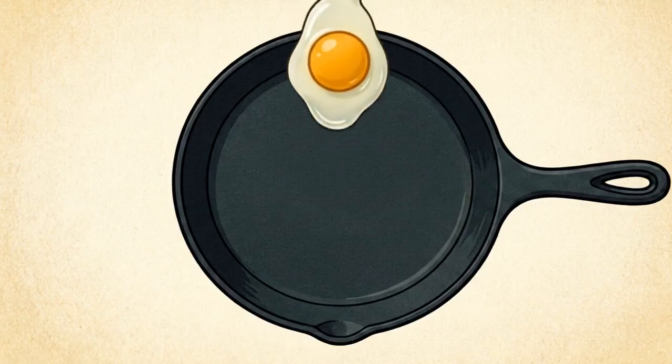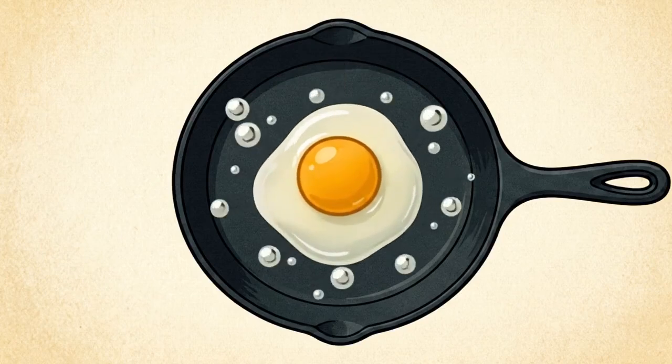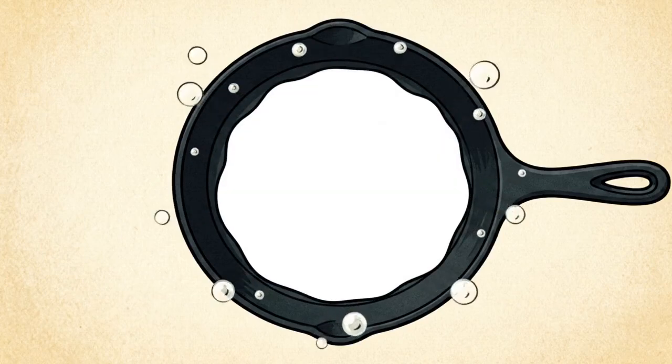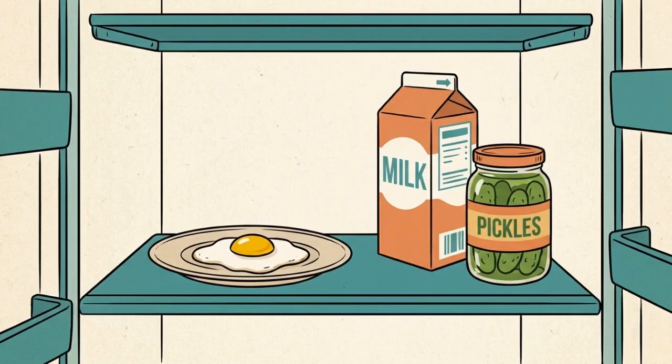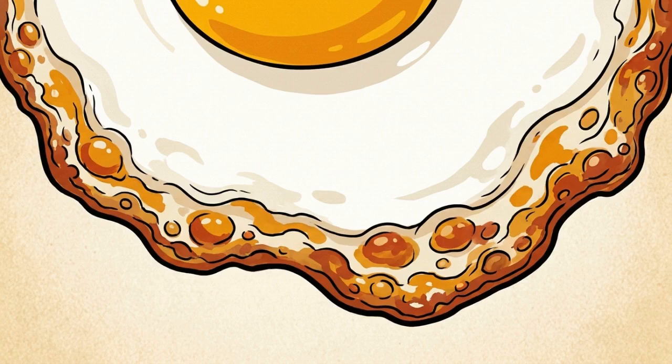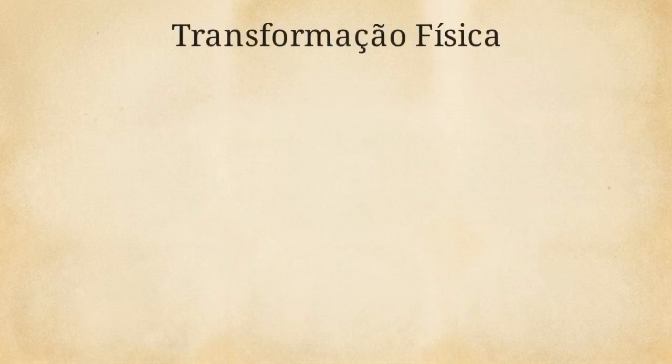Now look at the frying pan. Crack a raw egg into the heat and watch the clear, liquid white turn solid, opaque, and bright white. Try putting that cooked egg back in the fridge. There is no way to unfry it. The raw egg no longer exists. This is our first distinction.